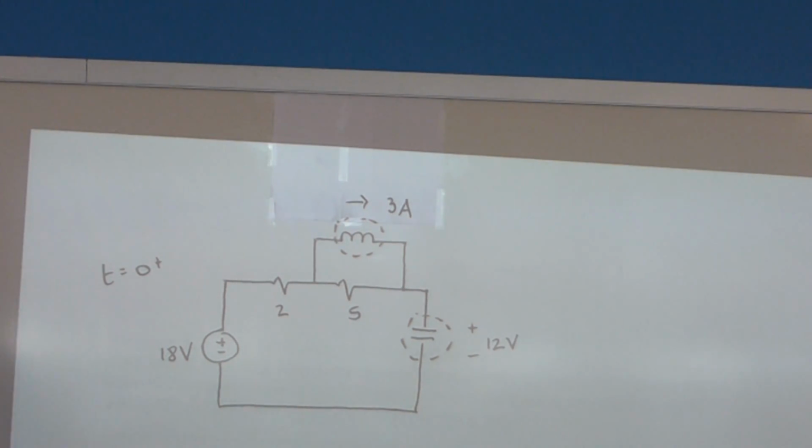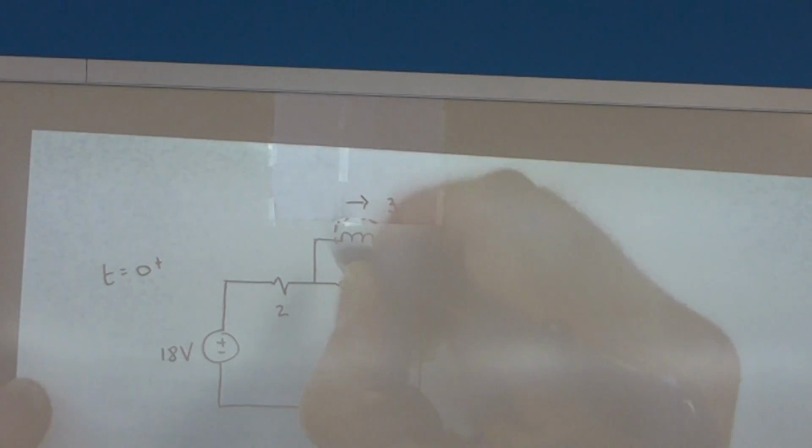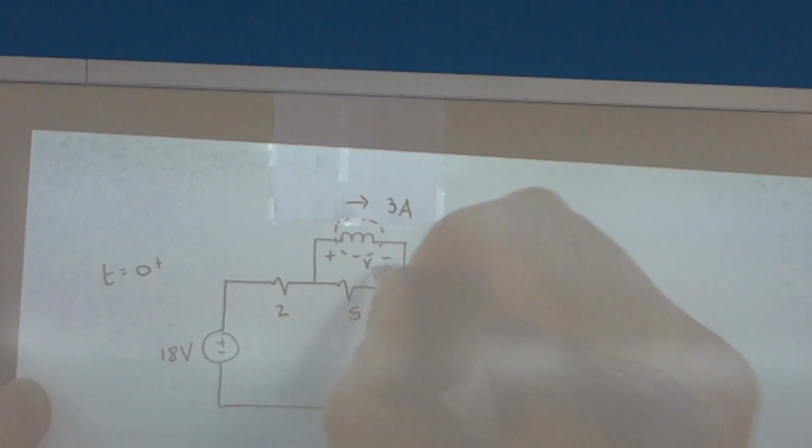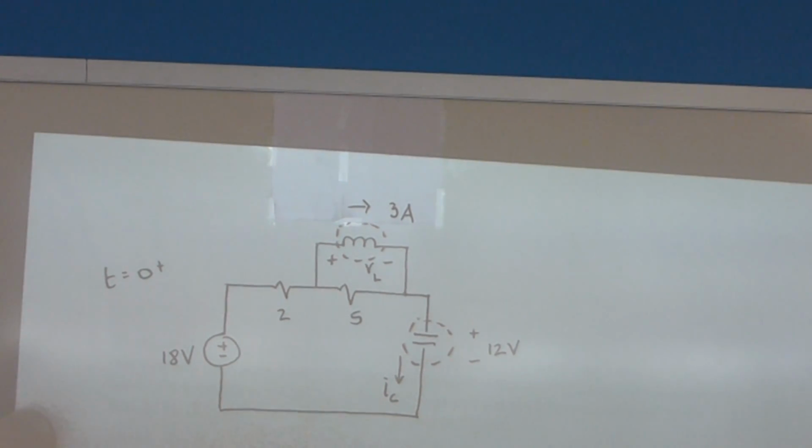Okay, so let's look at what our options are. We are trying to find this current and this voltage. Those are the two things we're trying to find. So what are our options? Mesh. Yeah, mesh.